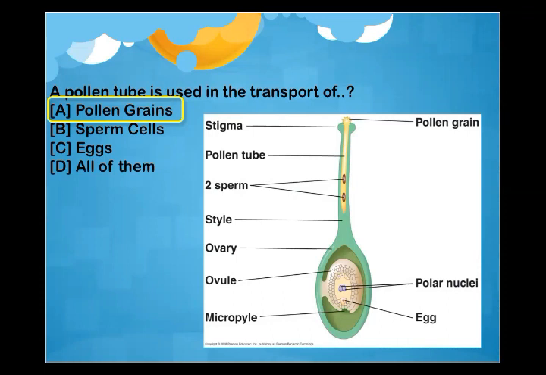That pollen tube will transport the sperms, which slowly penetrate through the pollen tube, and it reaches the ovary where the ovule is present. Then they further undergo the fertilization and reach the end stage.